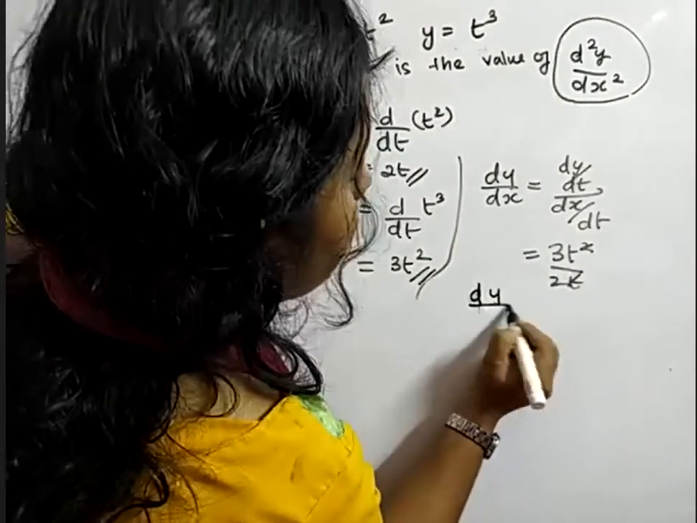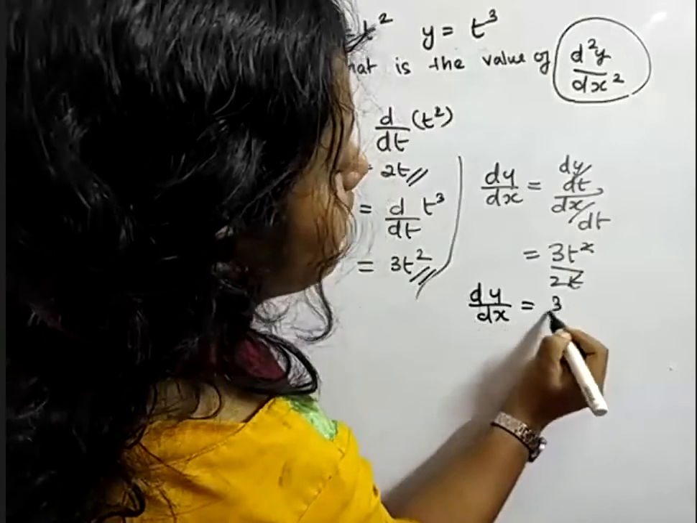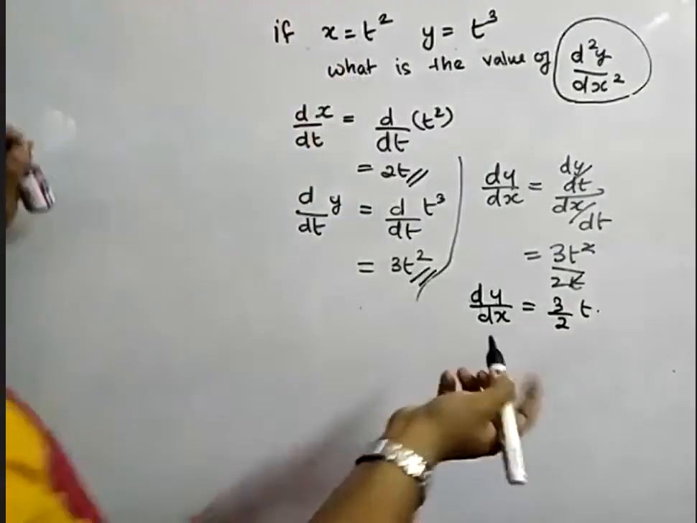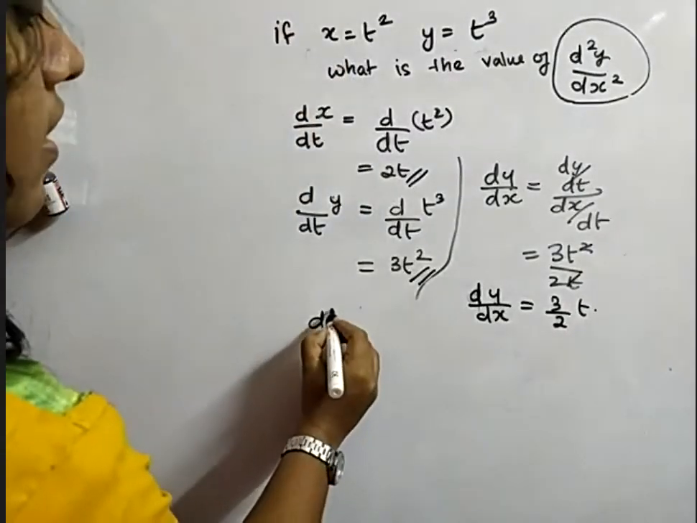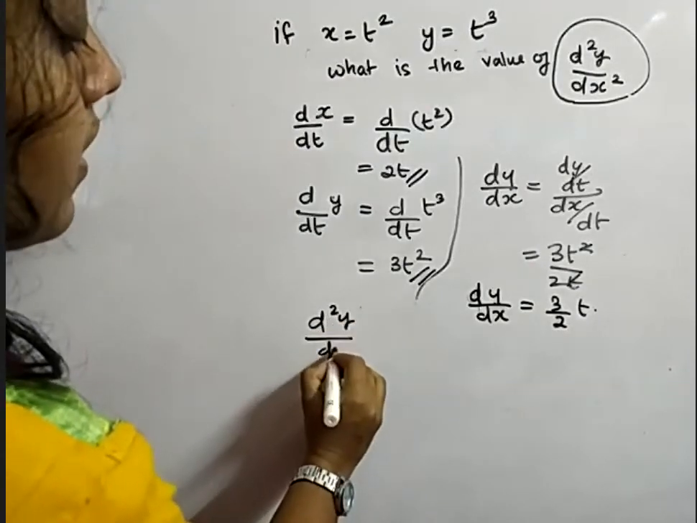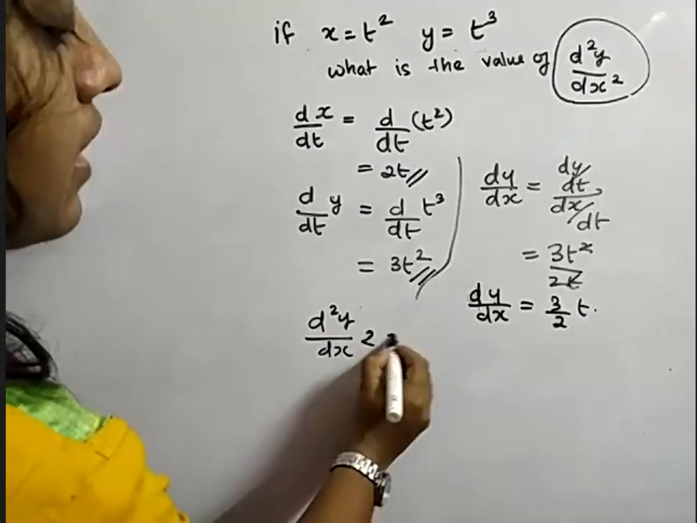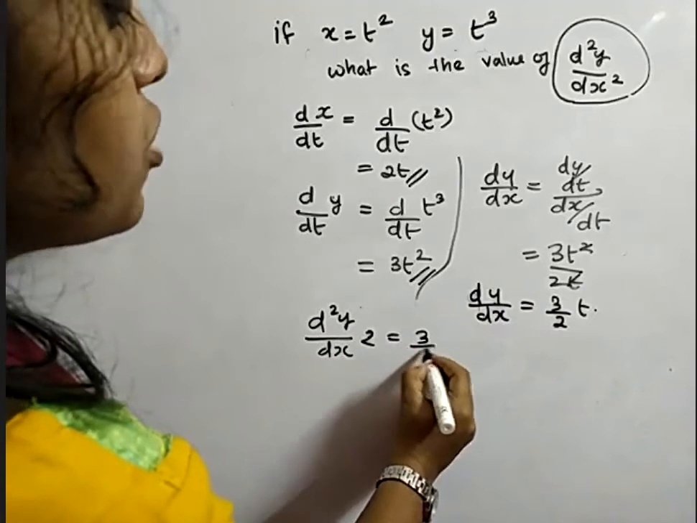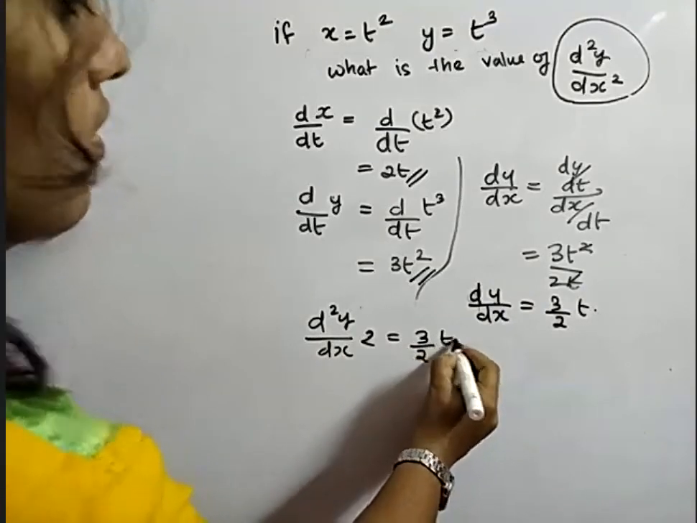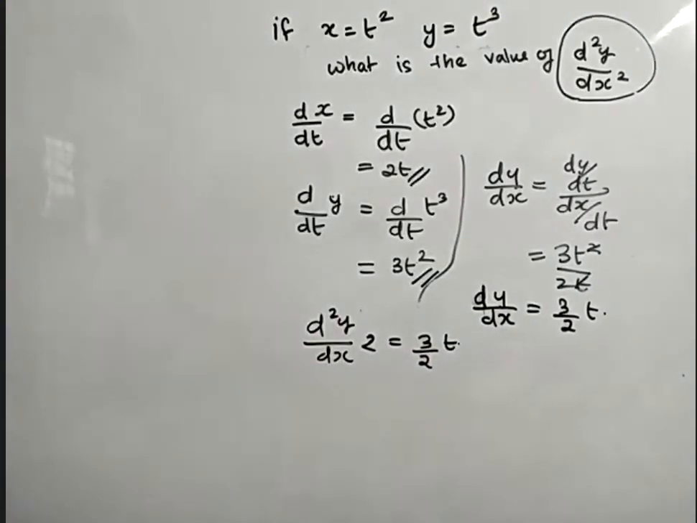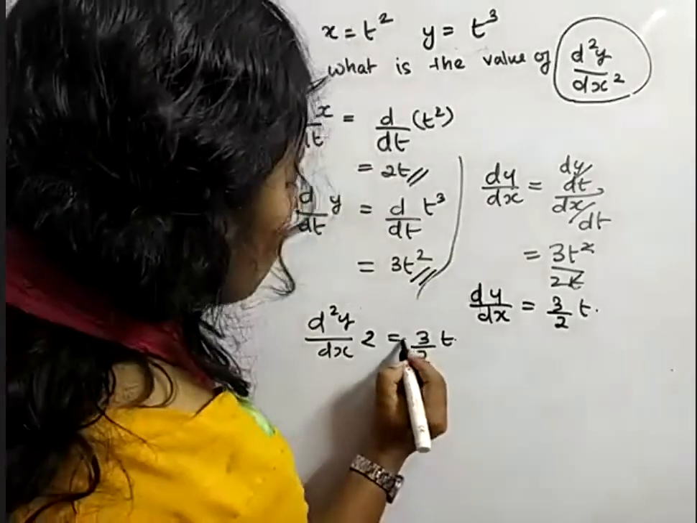We have got dy by dx. dy by dx is 3/2t. What we need is d square y by dx square. So 3/2t is correct. Its derivative is with respect to x.